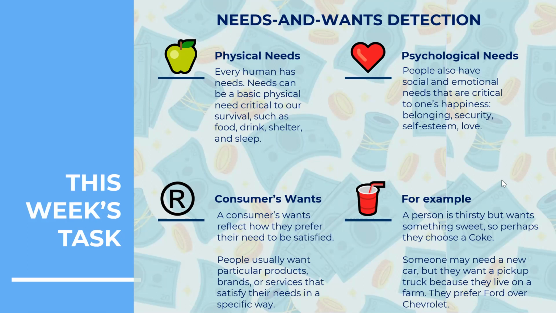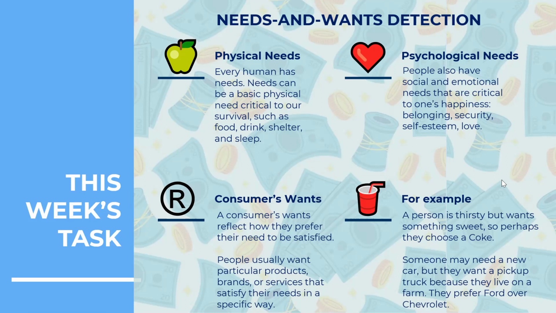As another example, if you're thirsty and you want to drink something sweet, okay, you have juice, you have a soda, and you have 20 different flavors of soda, but you choose to have a Coke, Coca-Cola. So that is your specific want to satisfy that need.